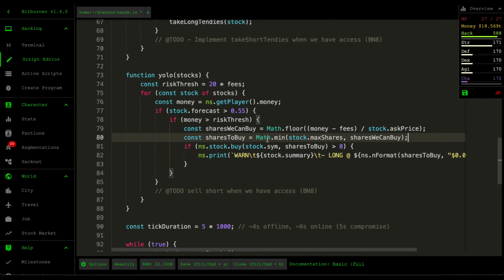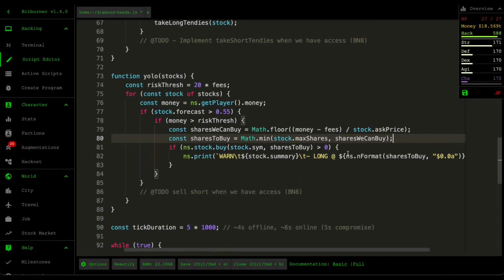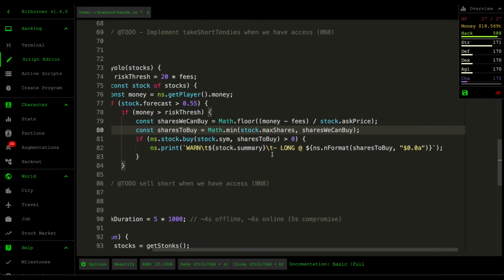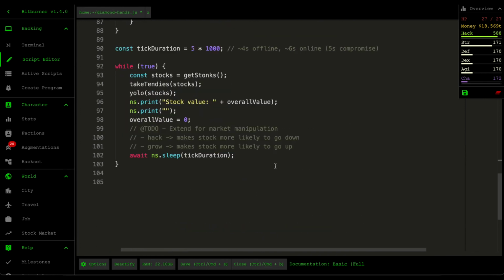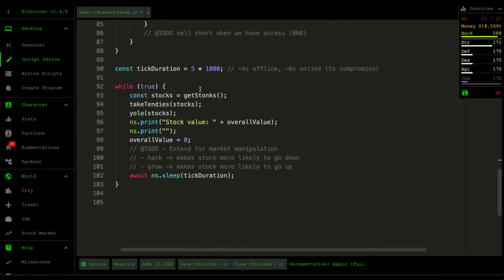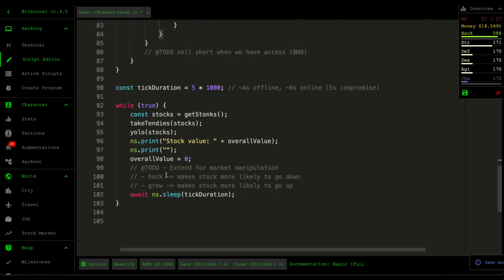So that's why we do this math.min check here. And as soon as we calculate the shares to buy, we then actually buy the stock. And what this will return is that if it's successful, then it's going to return a value greater than 0. And then we print it out onto the console just to symbolize that we bought some stocks. And then after YOLOing the stocks, we print out the overall values and then reset some of our variables at the top, and then we sleep. And that's about it.